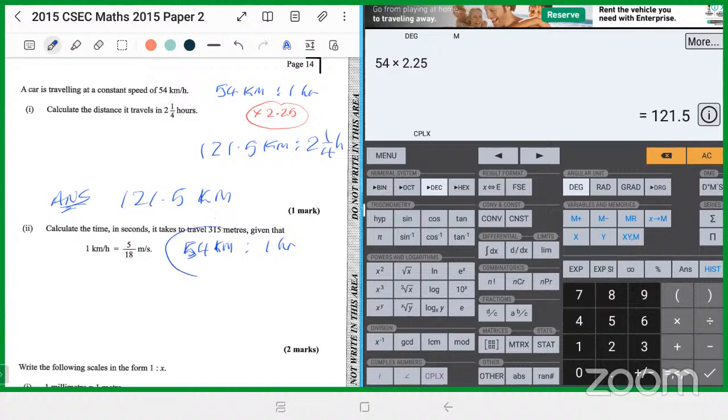I can bring this to meters first because 1,000 meters make a kilometer. So this really is 54,000 meters. This side is in hours right now. I want the answer in seconds, so I'm going to bring this to seconds. 1 hour is 60 minutes, and then 60 seconds make a minute. So multiply by another 60.